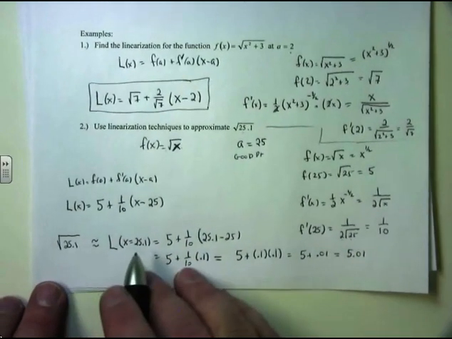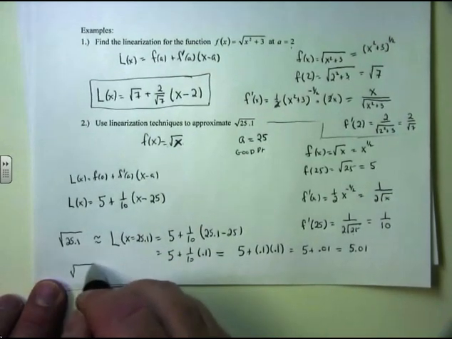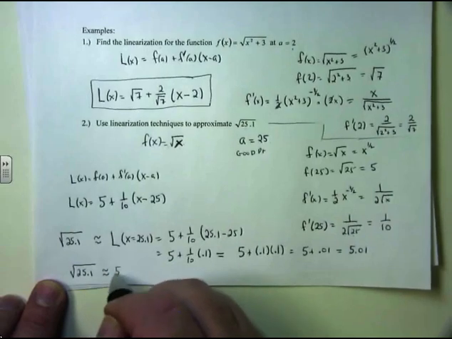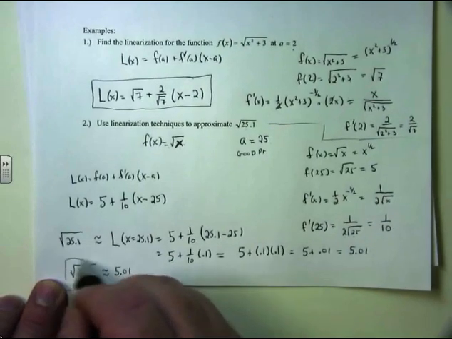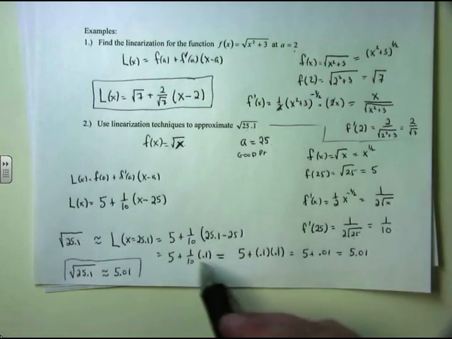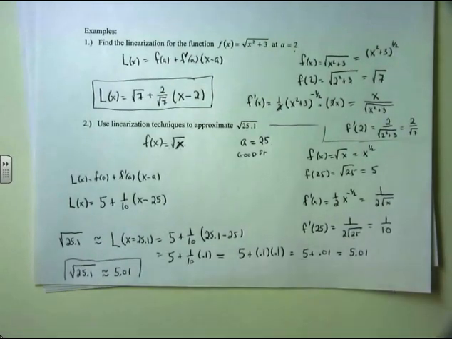So in other words, the square root of 25.1 is approximately 5.01 is what we're saying by using my linearization equation. But I want you to see, I never actually used a calculator on this problem. I did all these calculations in my head. I understand the power of these linearizations. It gives you good approximations.